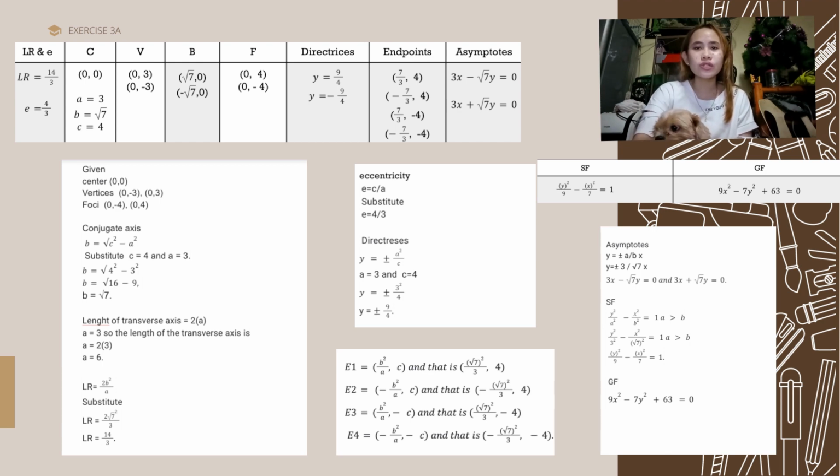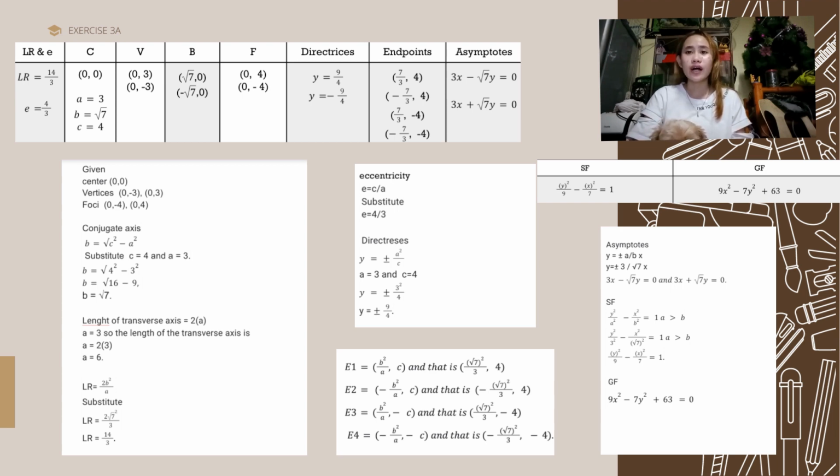So, ang last na kukunin natin is yung GF. So, para makuha natin yung GF, we are going to divide both sides of the SF. I-divide natin both sides yung y squared over 9 minus x squared over 7 equals to 1. I-divide natin siya sa LCM na 63. And gawin natin standard form. And our GF is 9x squared minus 7y squared plus 63 equals 0. So, ayan, nakuha na natin ang GF.